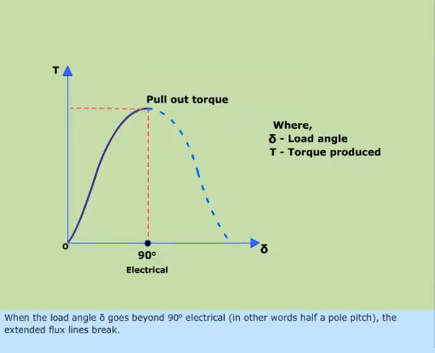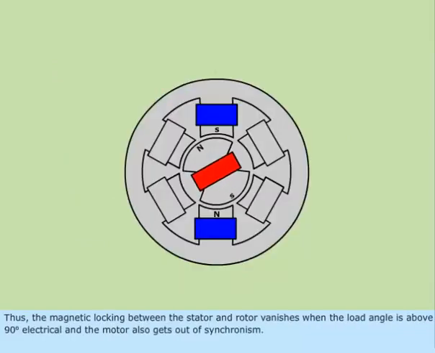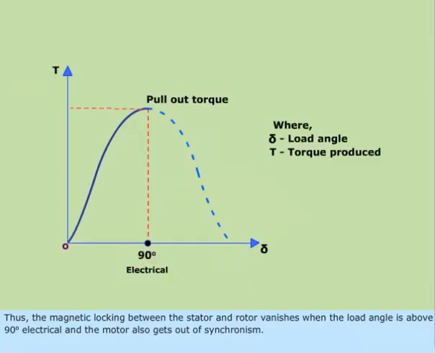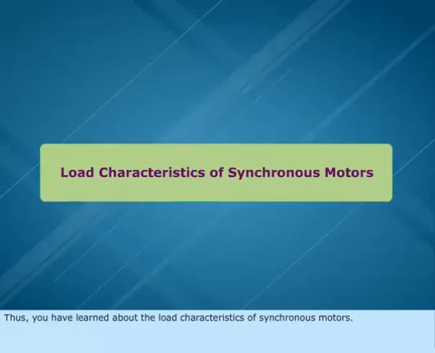When the load angle delta goes beyond 90 degrees electrical, in other words, half a pole pitch, the extended flux lines break. Thus, the magnetic locking between the stator and rotor vanishes when the load angle is above 90 degrees electrical, and the motor also gets out of synchronism. So, the maximum torque is produced by the motor at delta equals 90 degrees electrical, and this torque is called as the pull-out torque. Thus, you have learned about the load characteristics of synchronous motors.